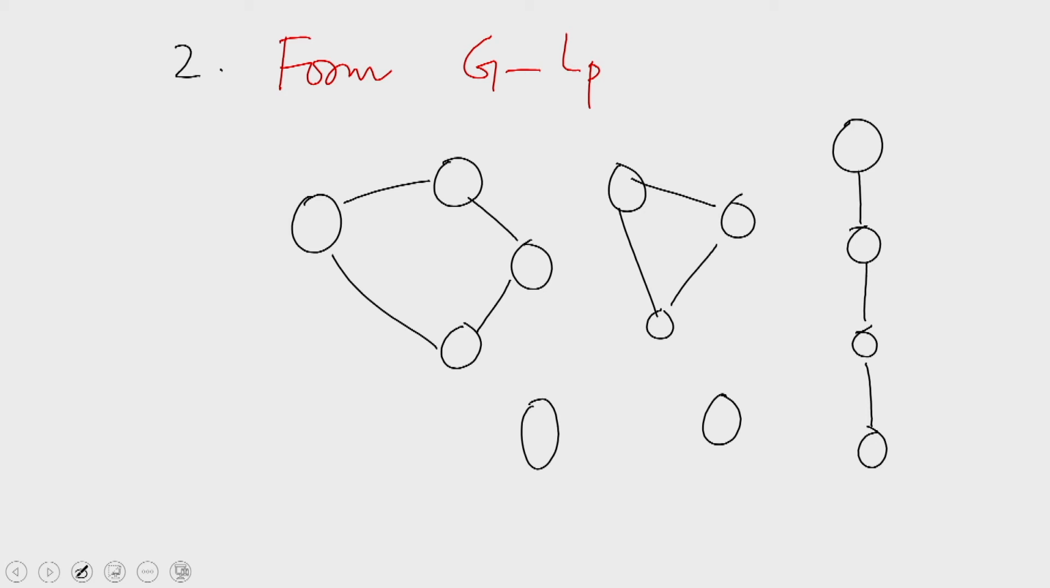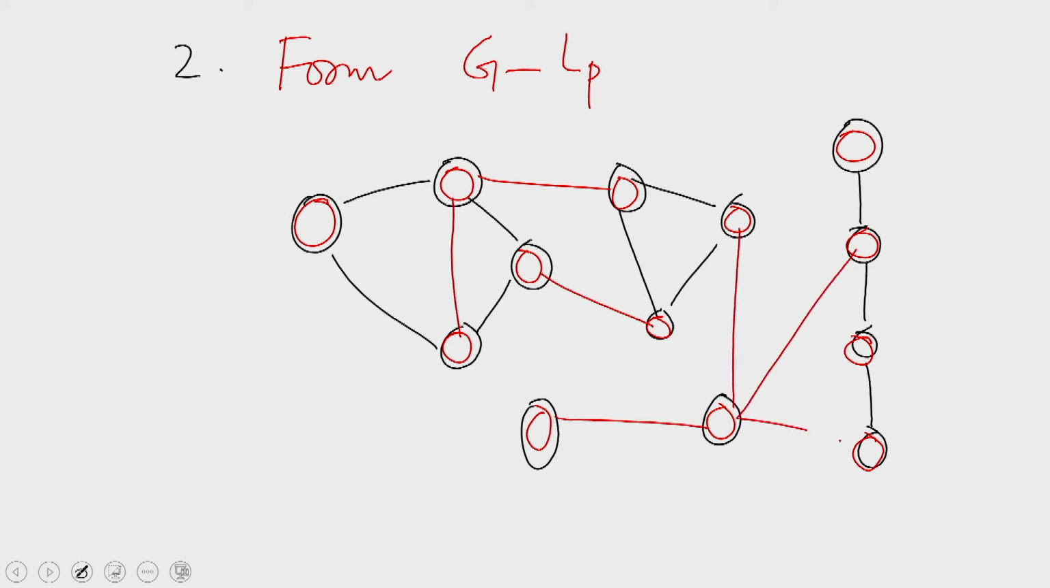If you add the remaining edges, we will get G minus LP. So G minus LP has the same set of vertices, but a different set of edges. To signify that it has the same set of vertices, I am superimposing the two vertex sets. The vertex set of G as well as the vertex set of LP are identical. Now the edges of G minus LP I will draw in red. These could be the edges of G minus LP.